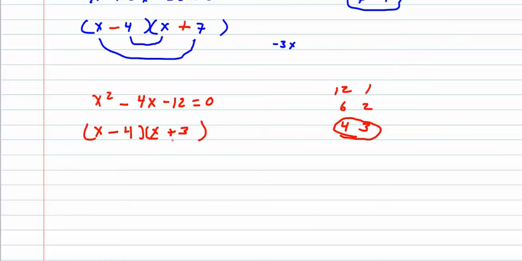Minus 4 plus 3, double smiley face, minus 4x plus 3x is minus 1x. I want a negative 4. Didn't work. So now I'm going to go with the 6 and the 2. I'm going to erase my numbers and I'm going to use 6 and 2. Minus 6 plus positive 2 gives me negative 4. I'm good to go.